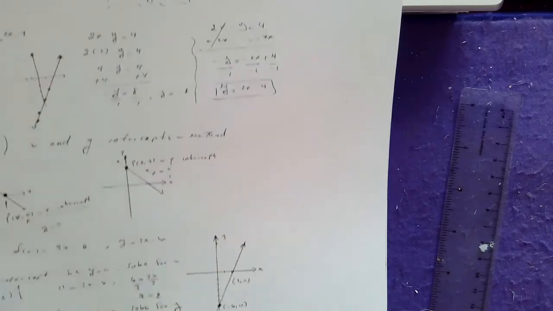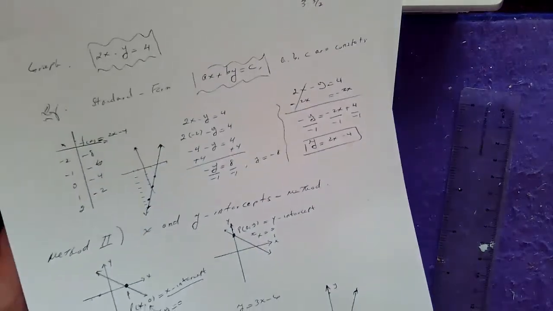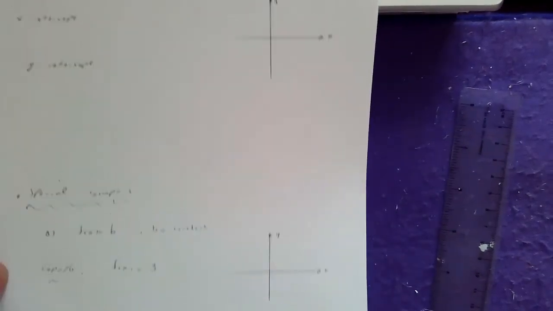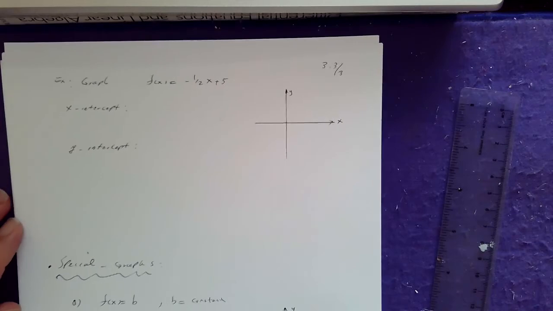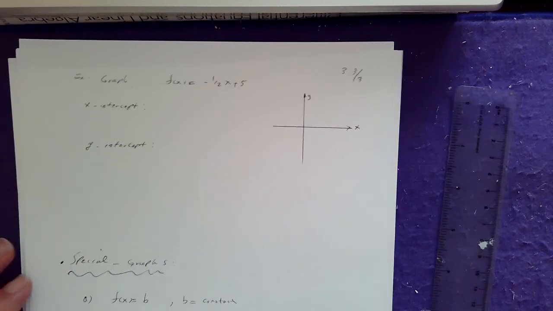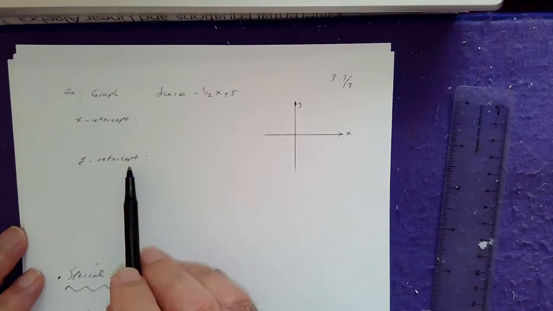Very good. So that's pretty much that section. And now let's do this guy, the continuation of that section. Graph this using the x and y intercept.